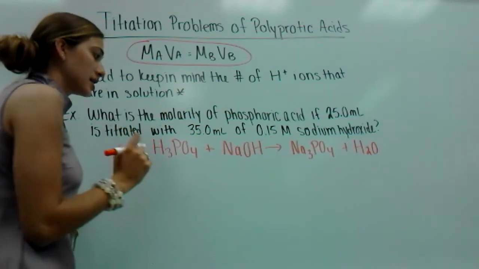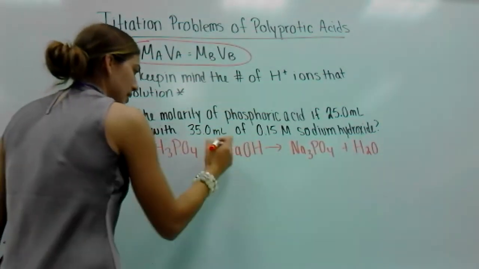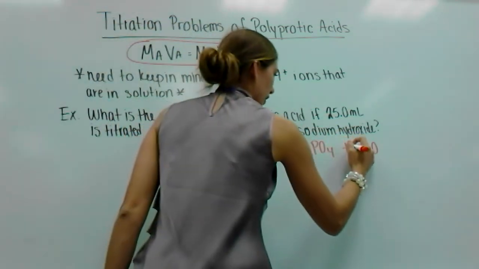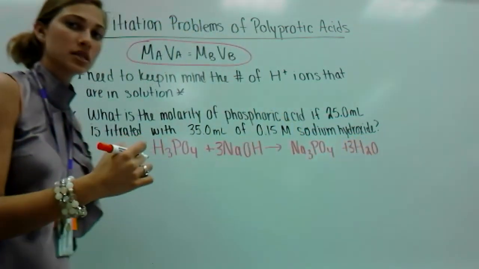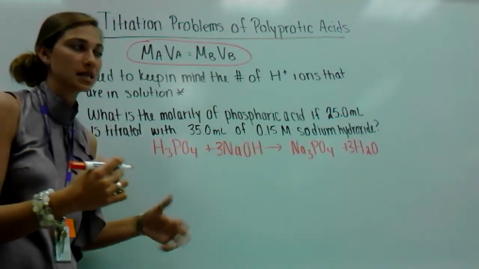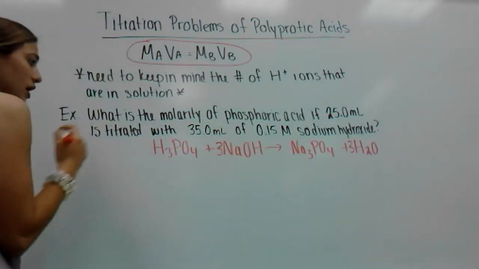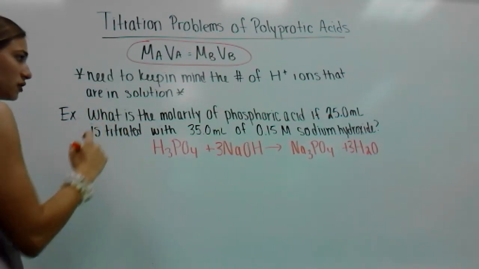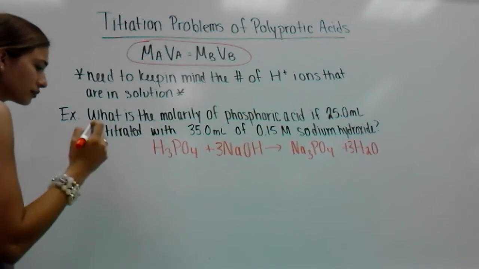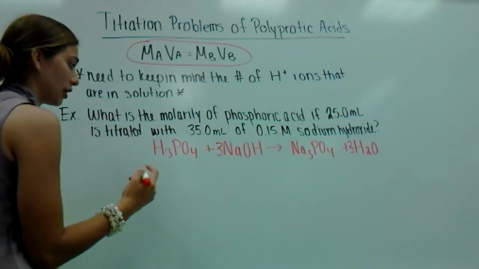So we have to make sure to balance out our reaction. So we have 3 sodiums on this side, so we need 3 on this side. Then we're going to have to add a few more waters, so we're going to put a 3 right here. You know you're going to be doing this additional step if when you write out your reaction, you need to balance it. So what we're going to do is we're looking for the molarity of phosphoric acid, so that means we're looking for MA.